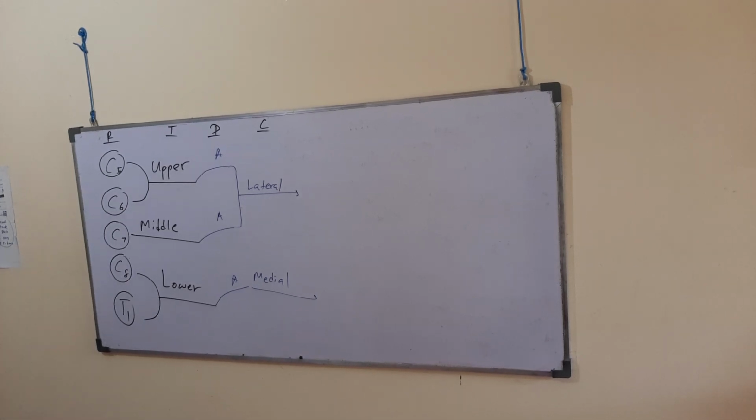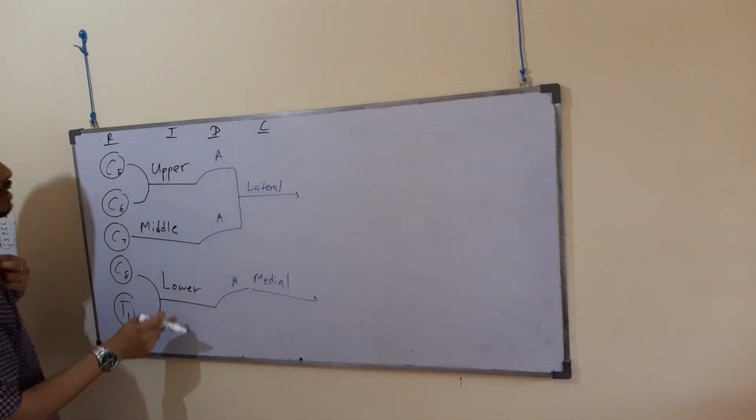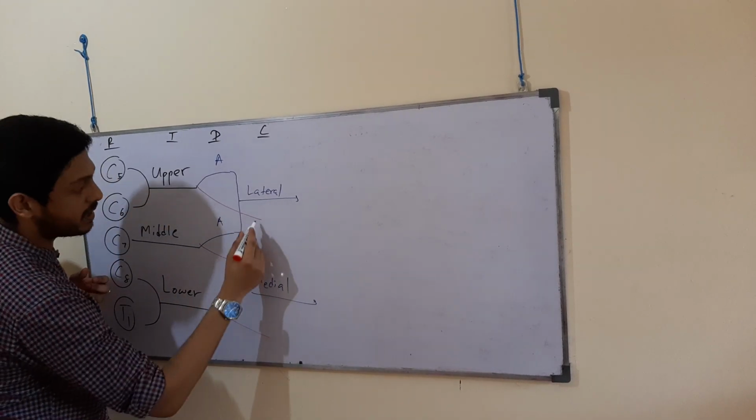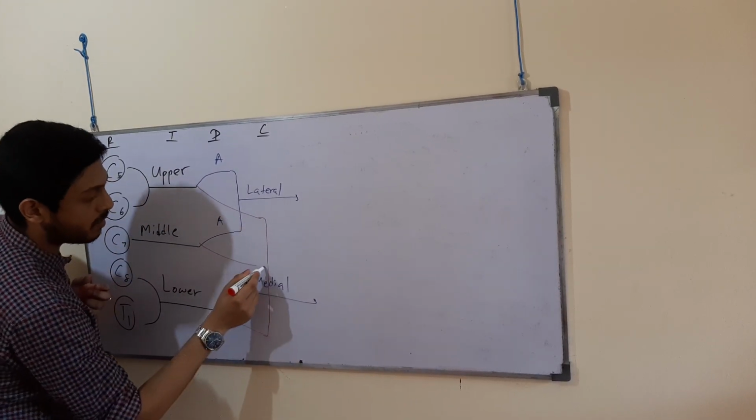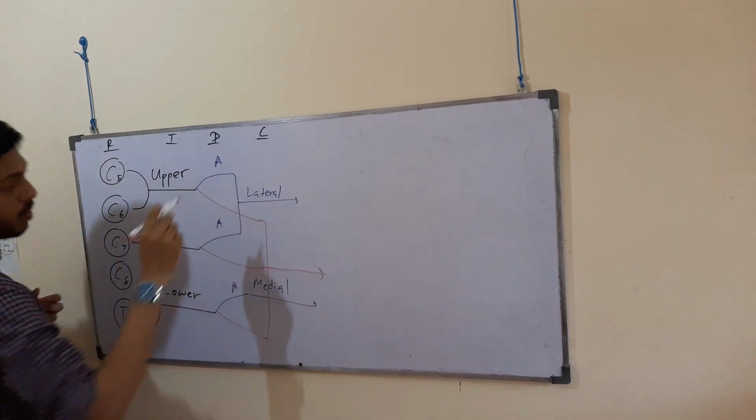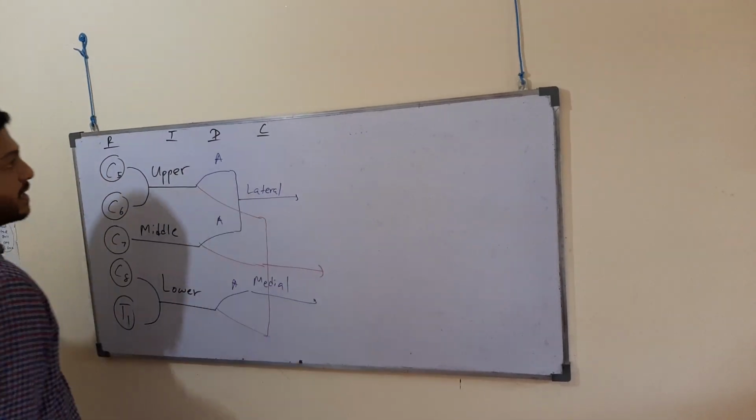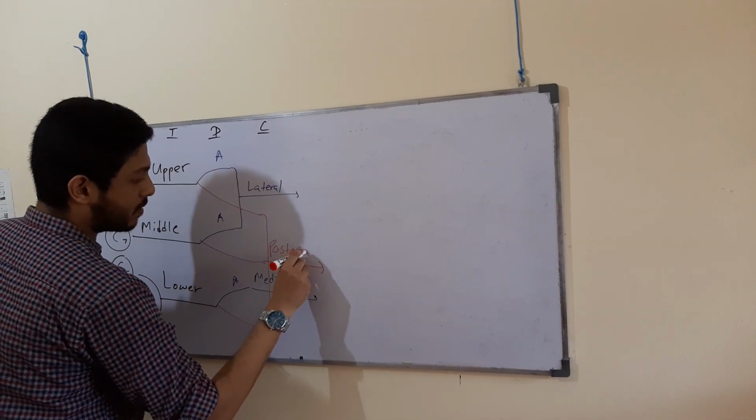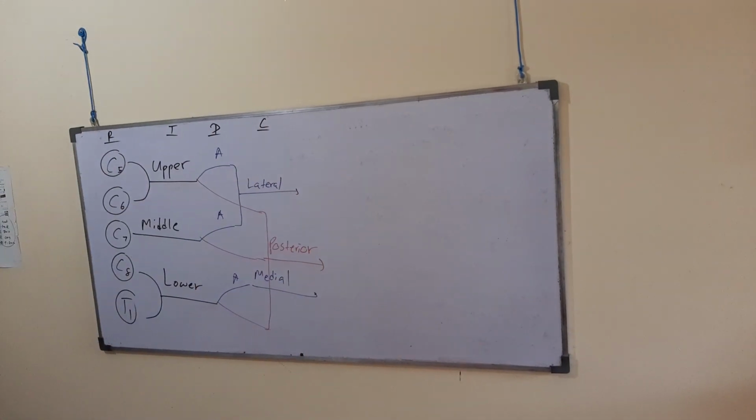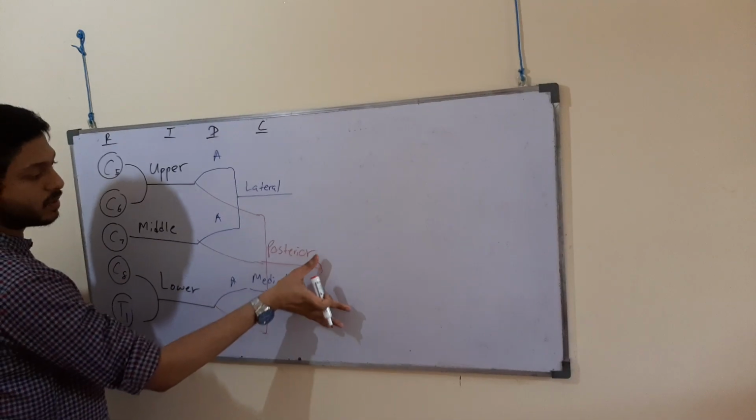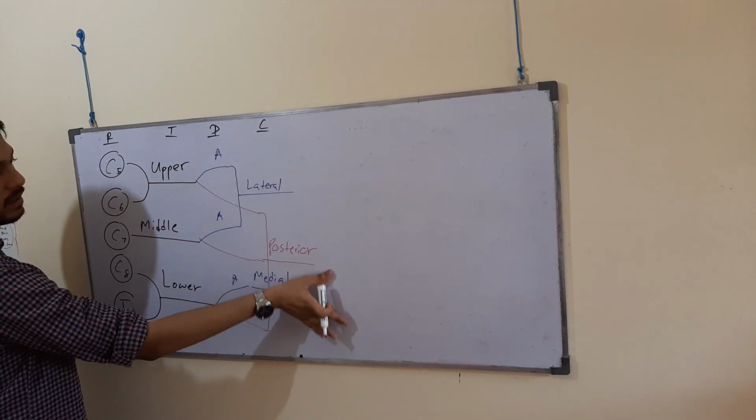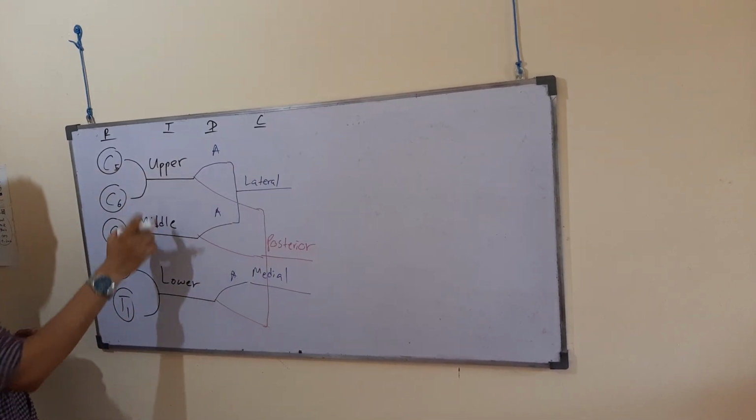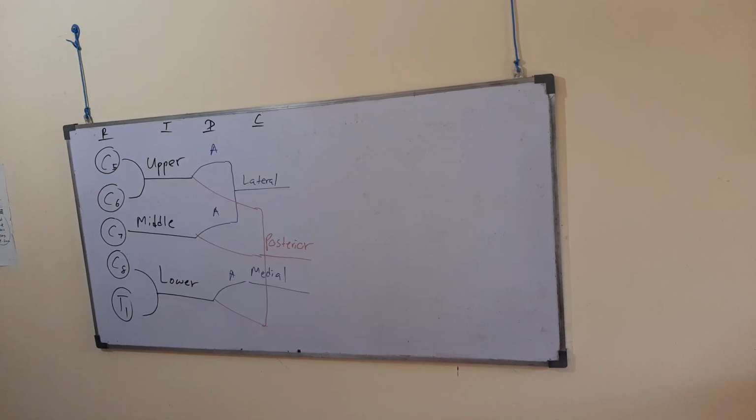Now the posterior divisions of all these trunks together form one cord. This cord is known as the posterior cord. So we talked about three cords now: the lateral cord, the posterior cord, and the medial cord. They arise from different divisions of each and every trunk, like I explained before.